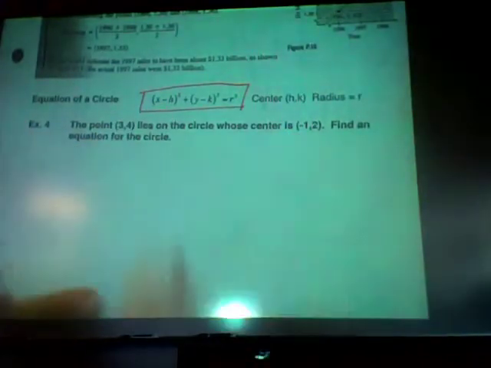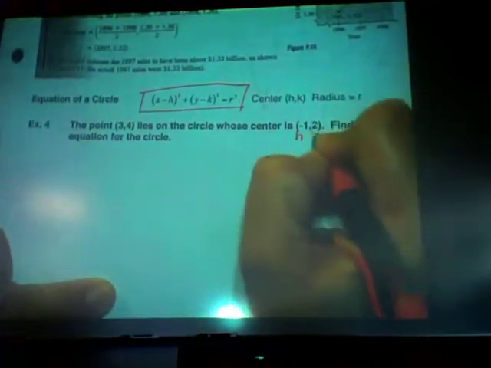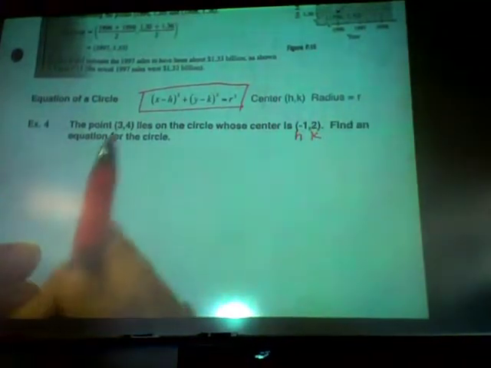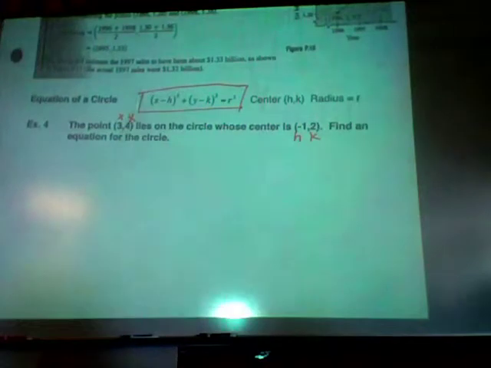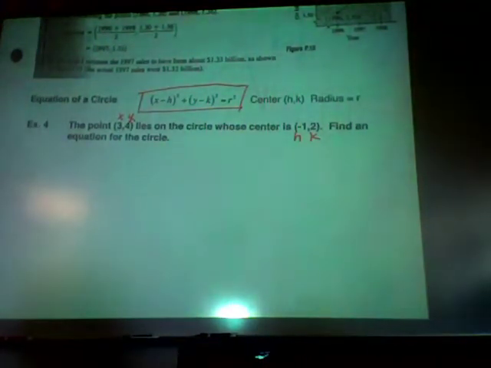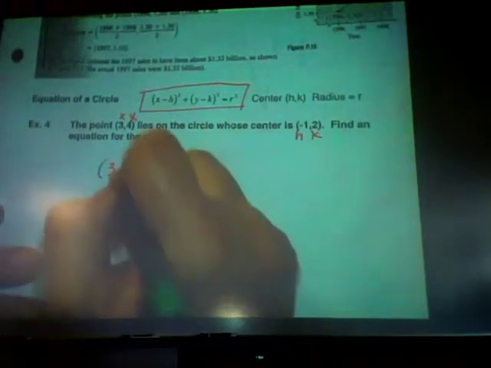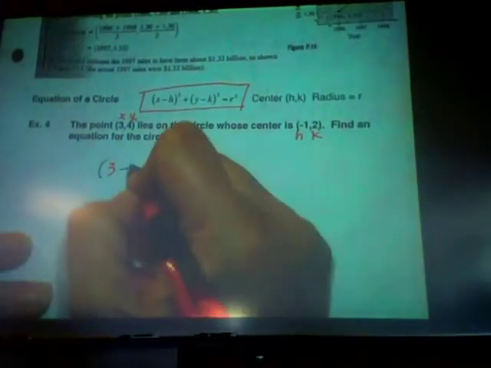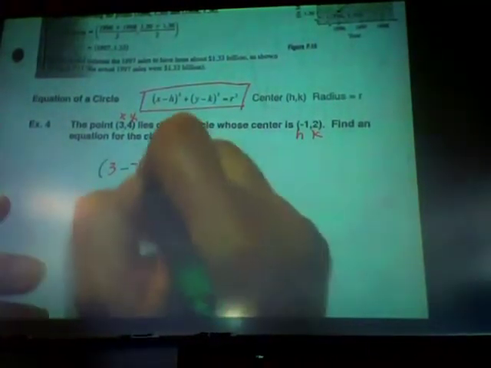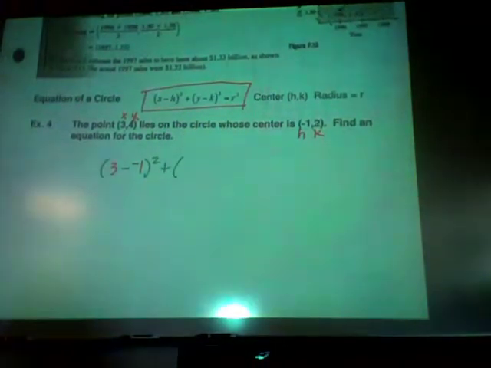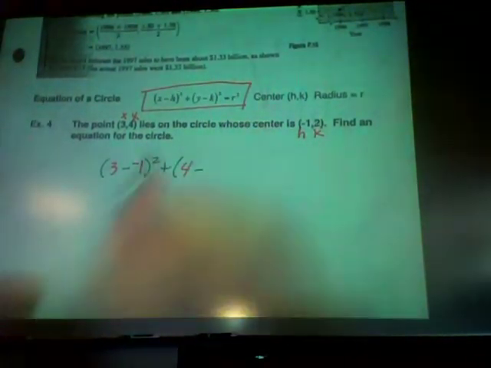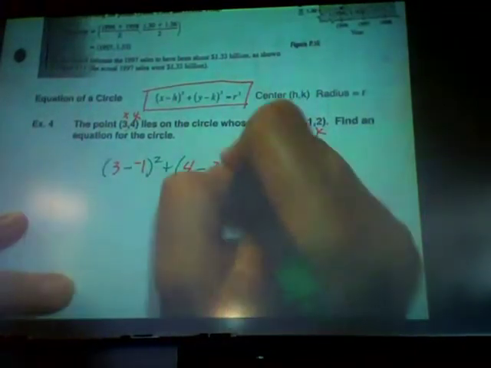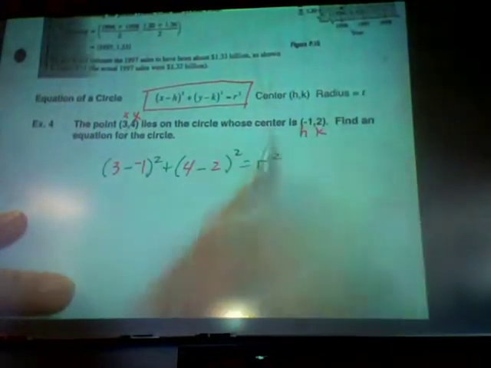But, so I have my center, so this is my H, and this is my K, and then they've given me a point. They have not given me my radius. So this is my X and my Y. I have to use those to find R. So plug it. So I'm going to plug in 3 for X minus -1 for H squared. For Y I'm using 4 minus, for K I'm using 2 squared, and then that should equal R squared.